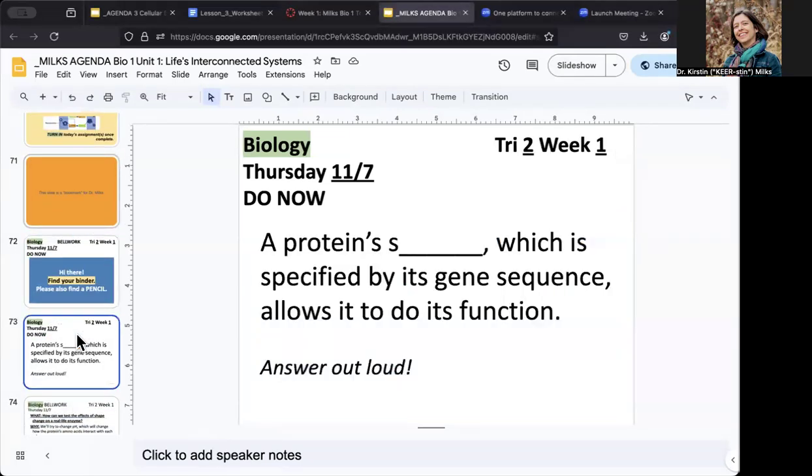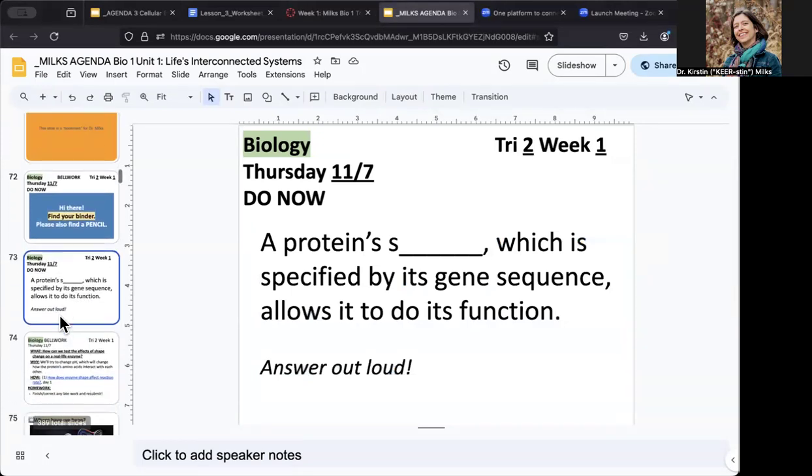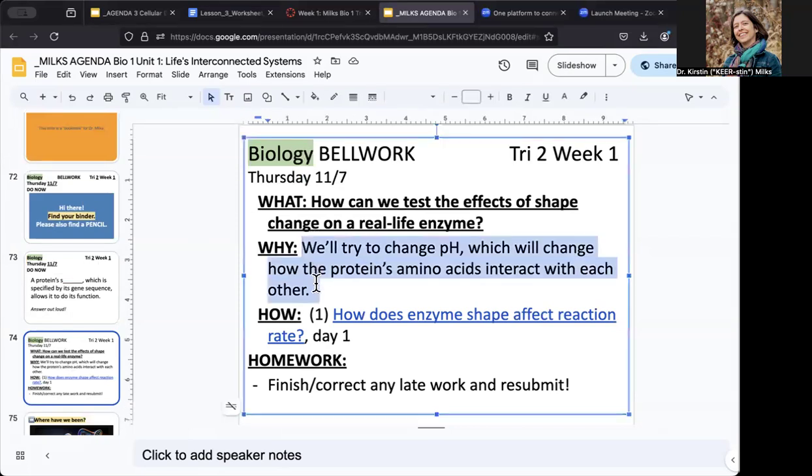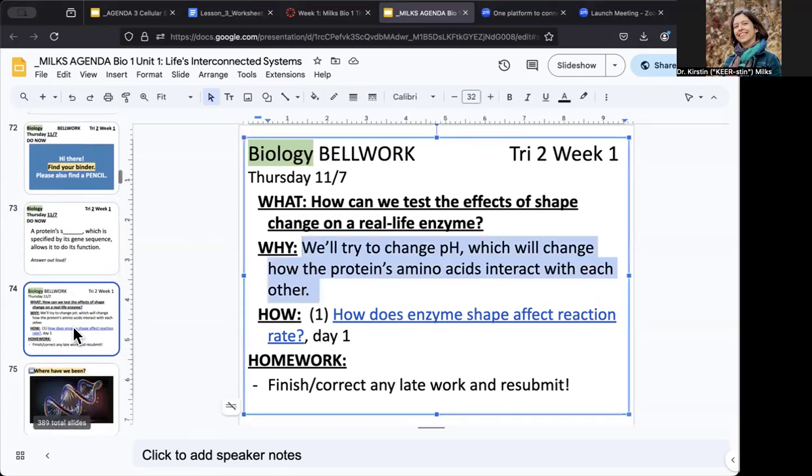This is the question that we hoped you could answer. A protein's blank, which is specified by its gene sequence, allows it to do its function. What do you think it is? The answer is shape. A protein's shape, which is specified by its gene sequence, does indeed allow it to do its job. So today, if you were in class, we did a lab about enzyme shape and how it affects reaction rate. It was a really exciting time, and we tried to change pH, which changed how the protein's amino acids interact with each other.